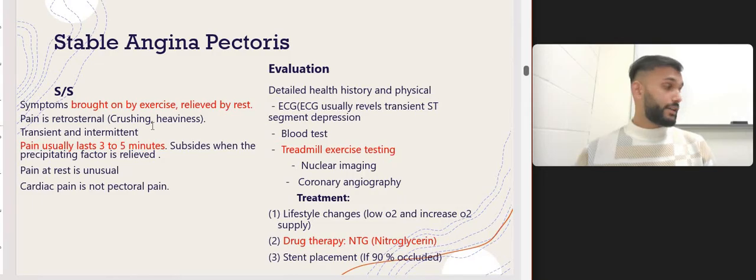So when we say stable angina pectoris or stable chest pain, like the name says, we have a pain that can be stable with rest. So it could be brought on by exercise, but take a rest, and the pain will go away.